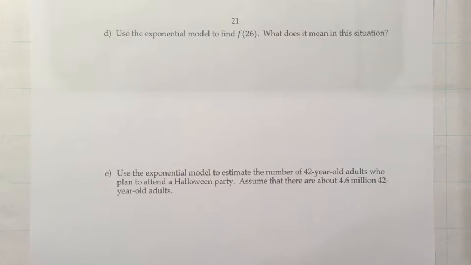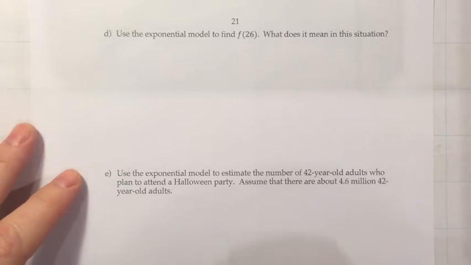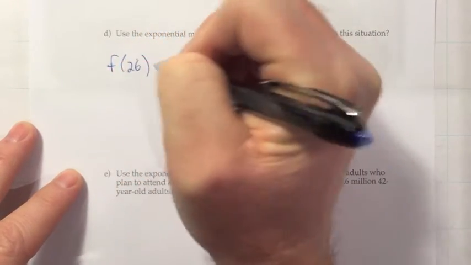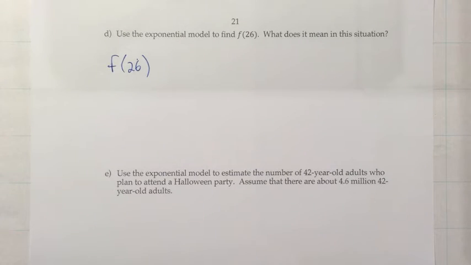All right. Okay, a couple more questions with the Halloween party problem. Use the exponential model to find f of 26, and what does it mean in this situation? So first we can just find it, f of 26. There's two ways we could do it. I've already showed you how to use the trace method to plug in.